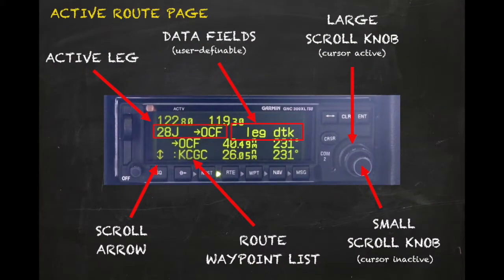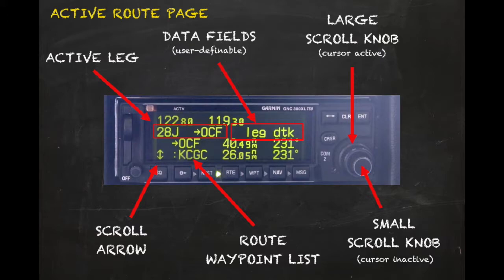Let's take a closer look at the active route page. The top line shows the active leg of the flight plan currently being flown. In the example shown, the active leg is from 28 Juliet Airport to the OCF VOR. Note that if you are navigating direct to a waypoint, the leg will read Go To, followed by the destination.